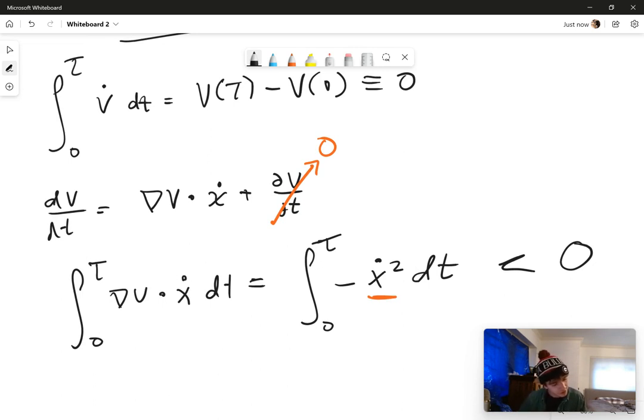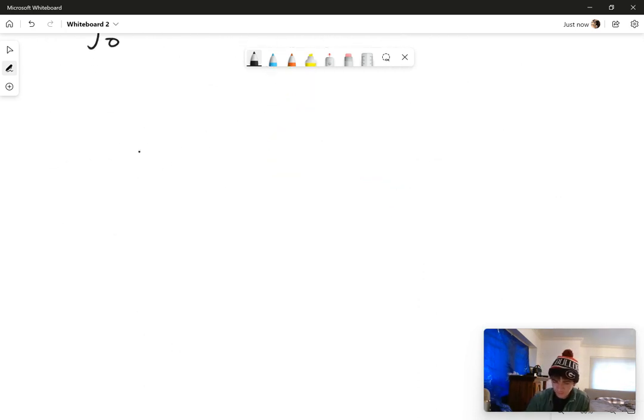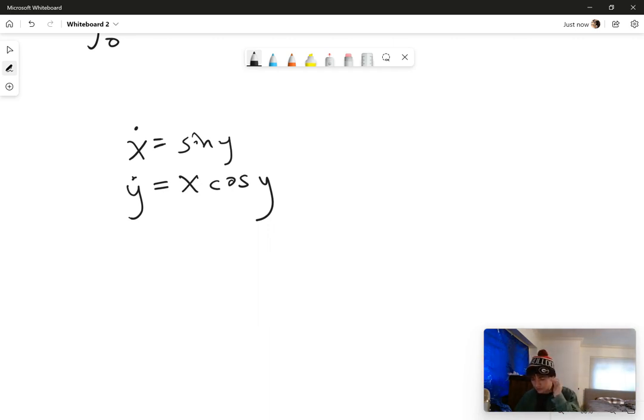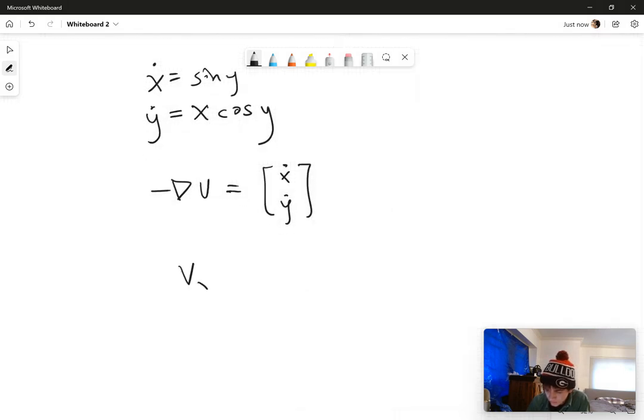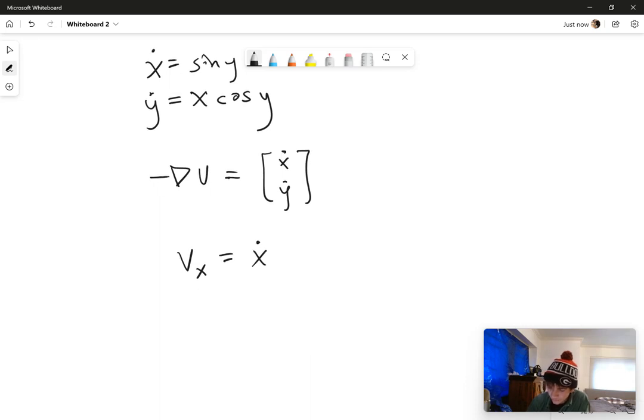Okay, so let's give an example of a gradient system, just so we can see this process. An example of a gradient system they give here is x dot equals sine of y, and y dot equals x cosine of y. So to find whether or not a system is a gradient system, we're just going to set the negative gradient of V equal to (x dot, y dot). And so we know that negative V sub x should equal x dot, and negative V sub y should equal y dot.